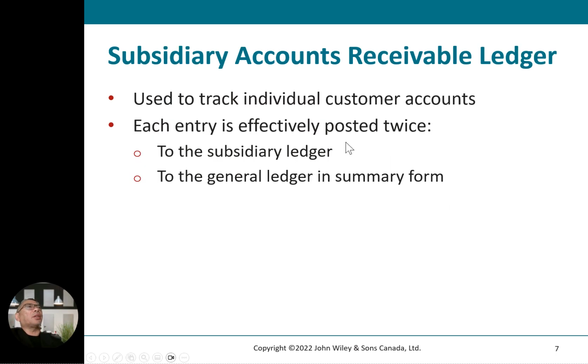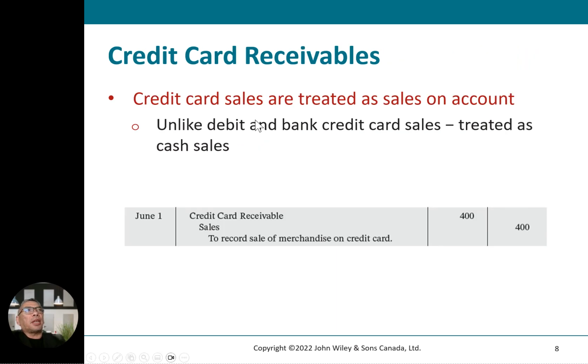Subsidiary accounts receivable ledger is used to track individual customer accounts. Each entry is effectively posted twice, to the subsidiary ledger and to the general ledger, which is in summary form. For credit card receivables, credit card sales are treated as sales on account, unlike debit and bank credit card sales, which are treated as cash sales. June 1, credit card receivable is 400 plus.